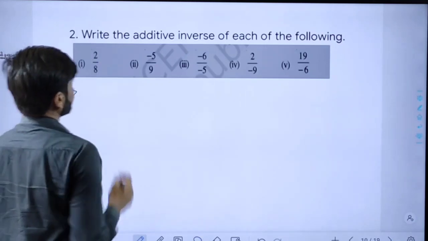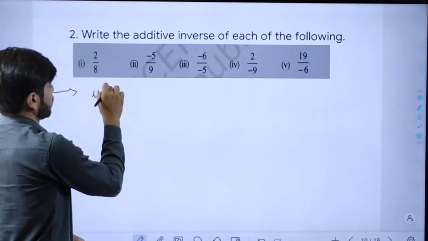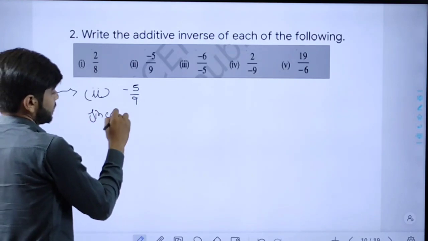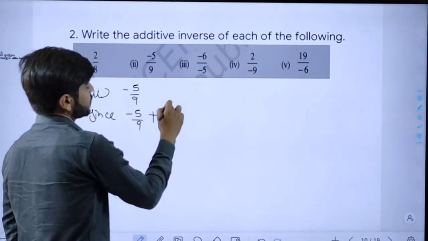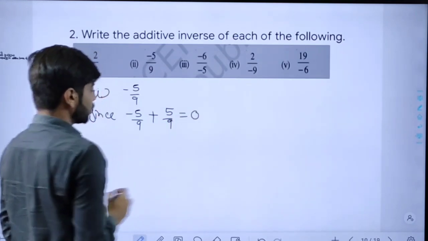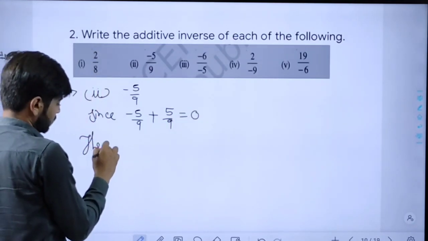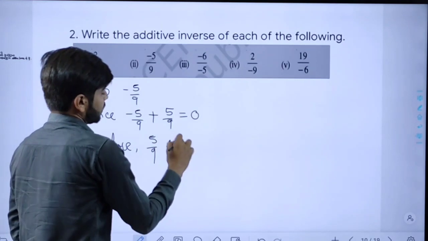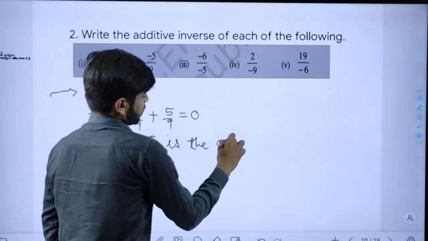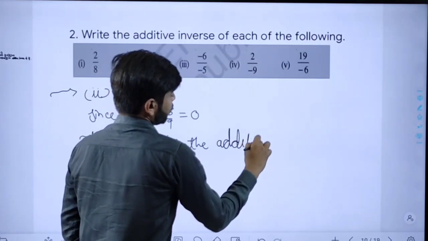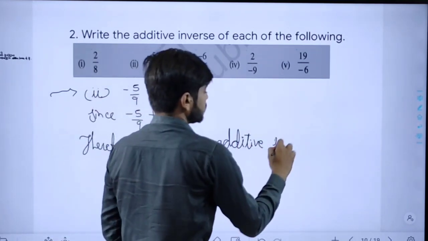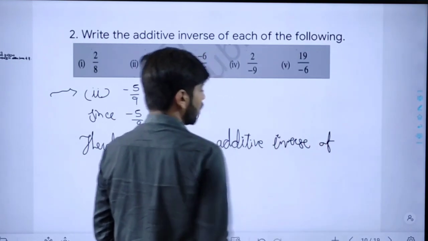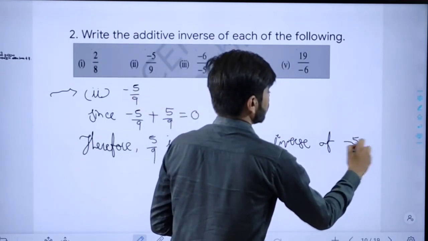Okay, second, minus 5 upon 9. Again we will write, since minus 5 upon 9 plus 5 upon 9 is equal to 0, therefore 5 upon 9 is the additive inverse of minus 5 upon 9.